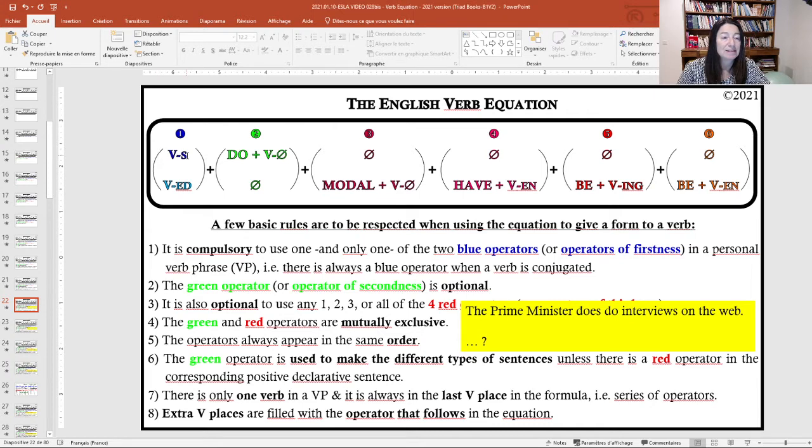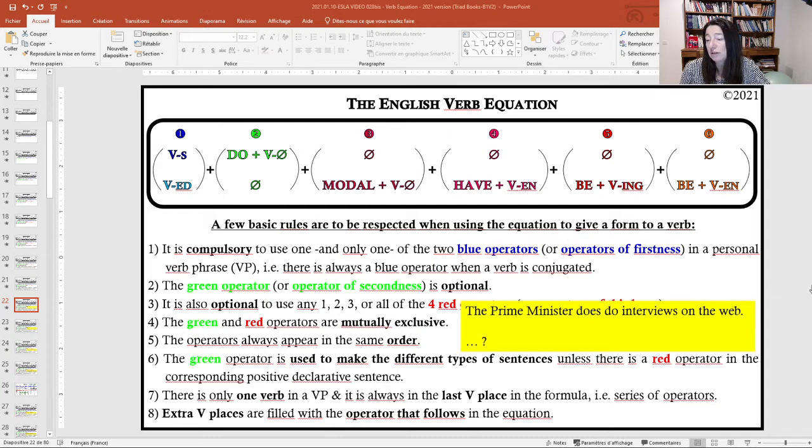Well, we can see this is the present. Sorry. Oops. So this is the present. And then we do have operator do plus V0. And we know that if we have the green one, we cannot have any of the red ones. So what we actually have here is two V places, as you can see, this one and also this one.